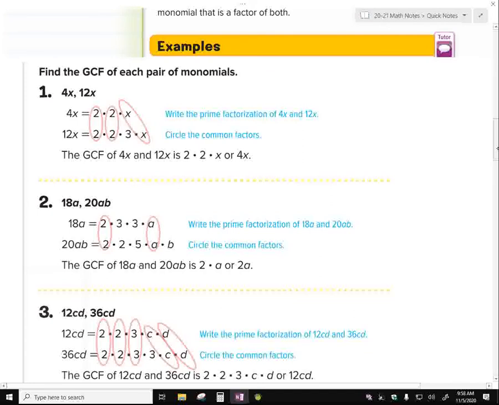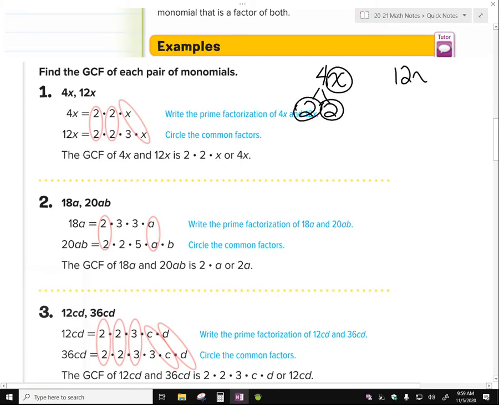There are two significant sections of this homework. The first one is factoring monomials. The next one is working backwards from the distributive property. For this one, when they factored 4x and 12x, if you're not remembering what the factoring tree would be, if I had 4x, I'm going to factor the 4 as 2 and 2. Now I'm going to factor the 12x.